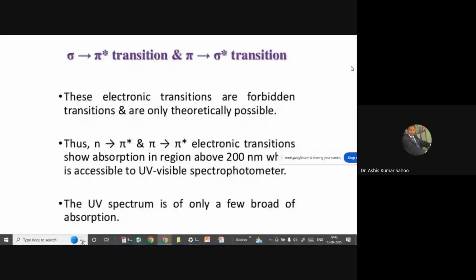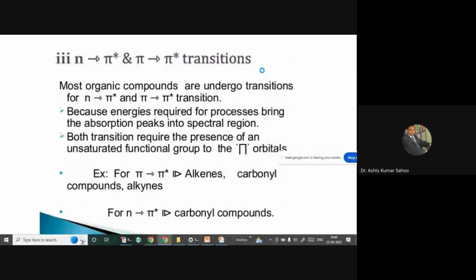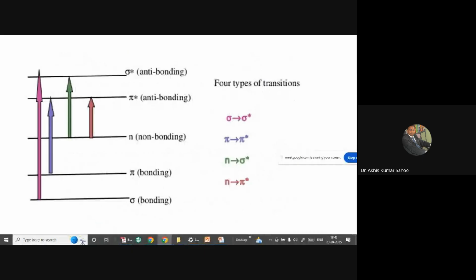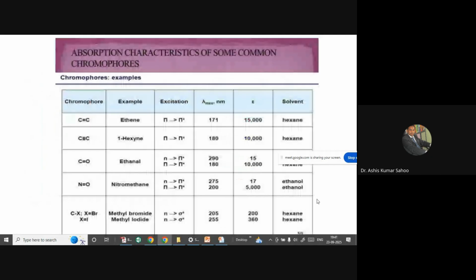So you can see the different transitions. If you look at this slide, these are the different transitions by energy level. You can see the sigma to sigma star transition has more energy than the pi to pi star transition, then the n to sigma star transition, then the n to pi star transition. You can see the different transitions.